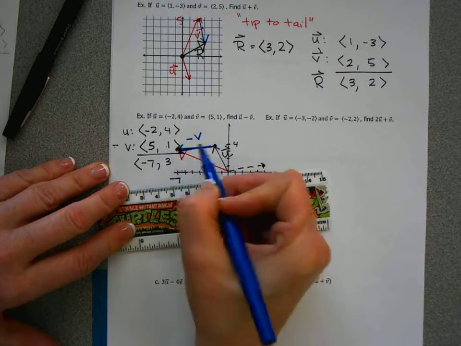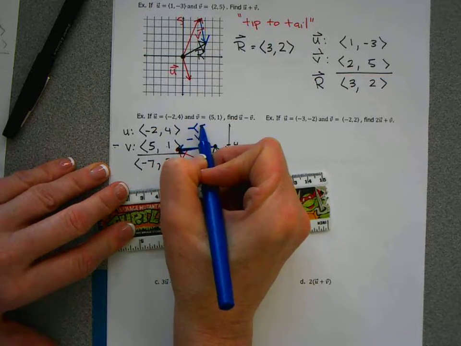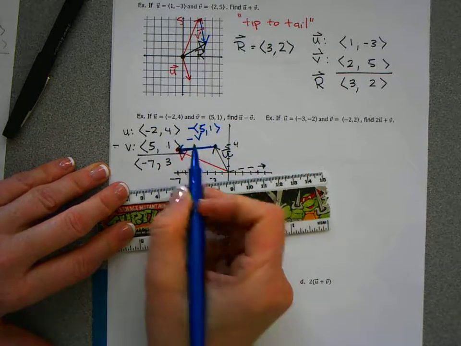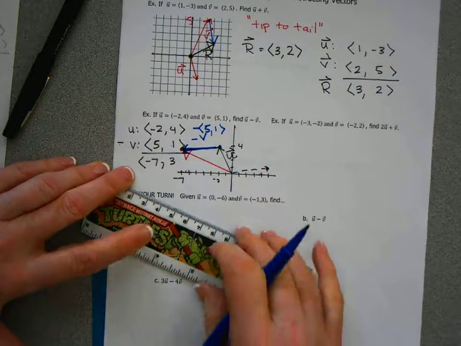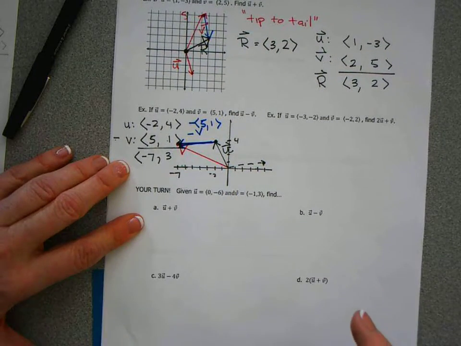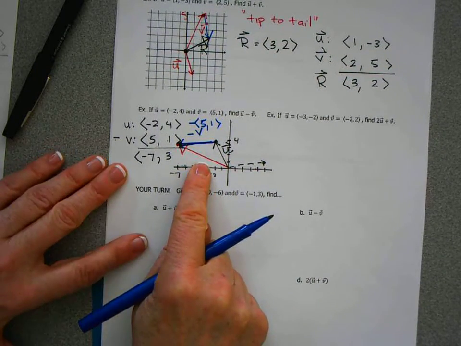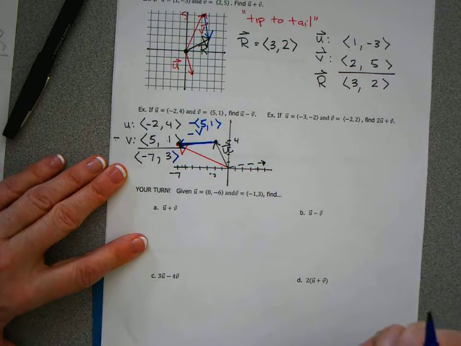Okay, so what I did, I subtracted 5, 1. I subtracted v. And this is what it looks like. I took u in black, I subtracted v. I got negative 7, 3. Okay, so here we go.